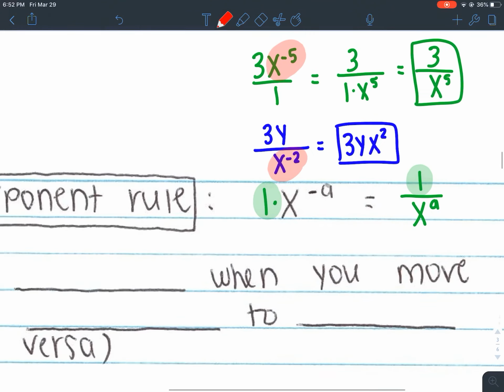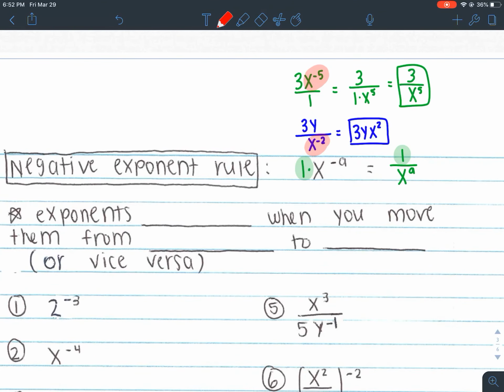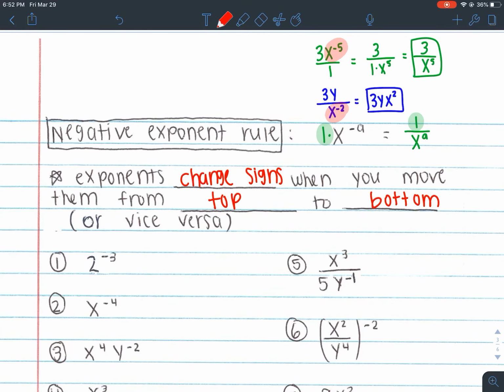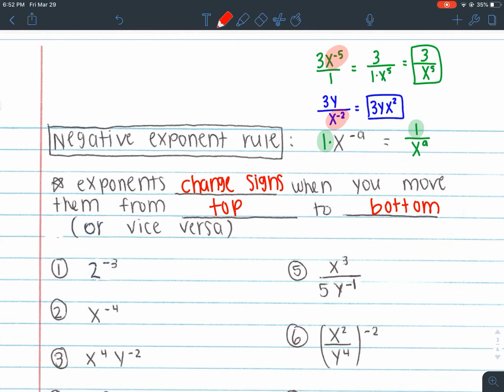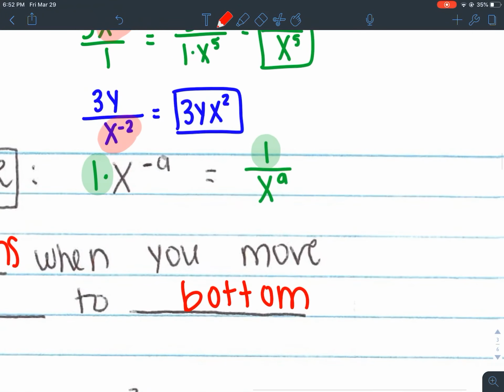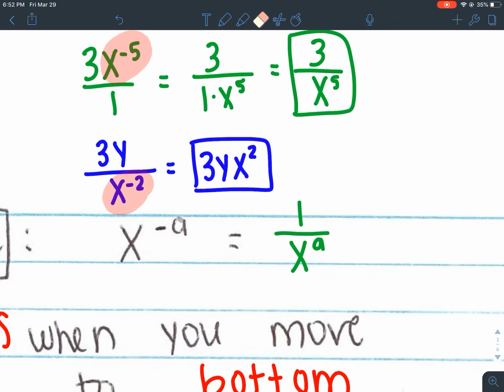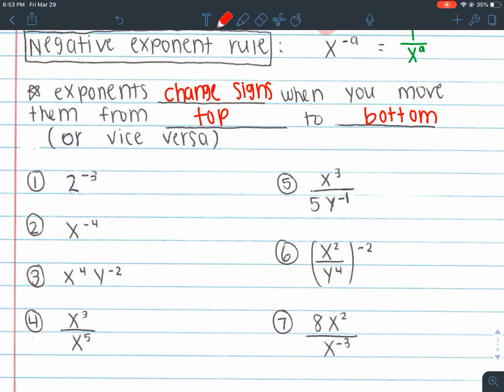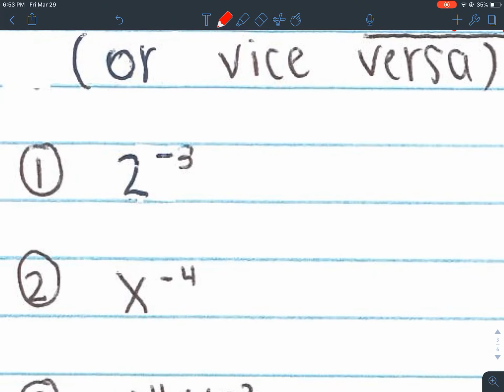So let's do some examples down here. Or let's finish the sentence. So exponents change signs when you move them from top to bottom, okay, or vice versa. Oops, there we go. Okay, so number 1, we have 2 to the negative 3.